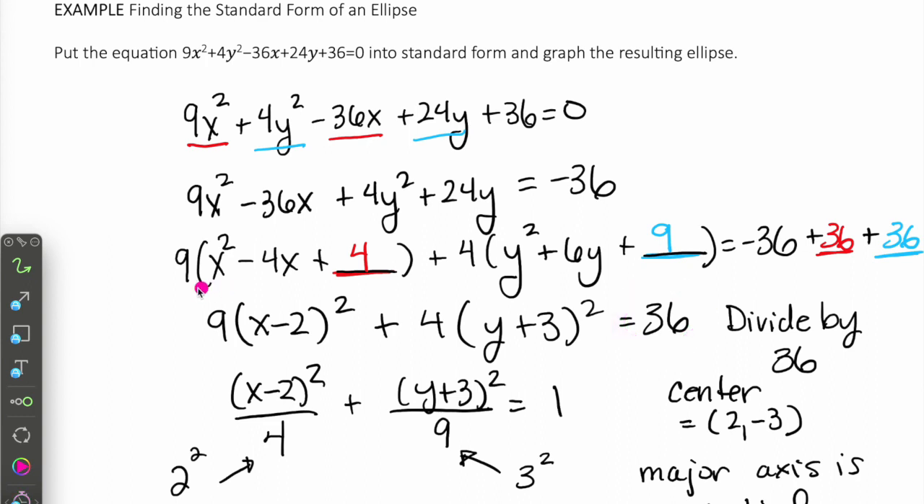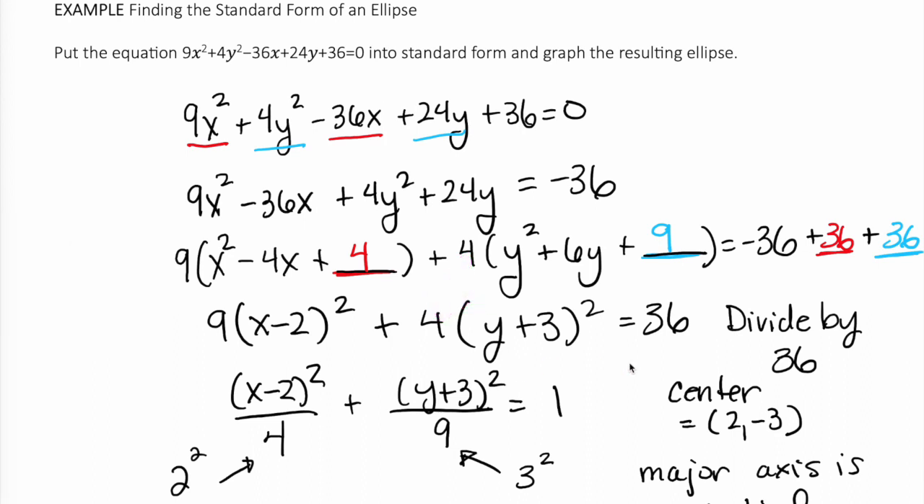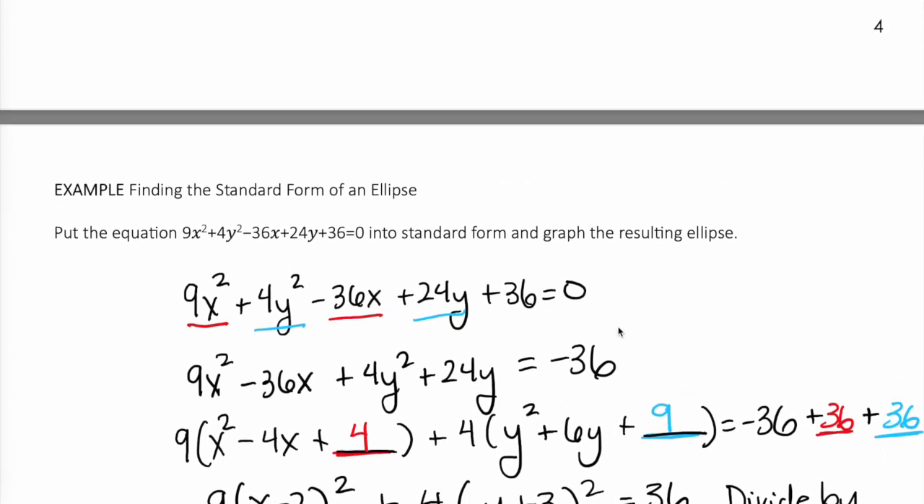And then when I finish factoring this, now that I've completed the square, that gives me an x minus 2 squared, and I carry that 9 down. And then when I complete the square here and I factor, I get y plus 3 squared, and then I carried this 4 down here. So now, remember, we're almost there.